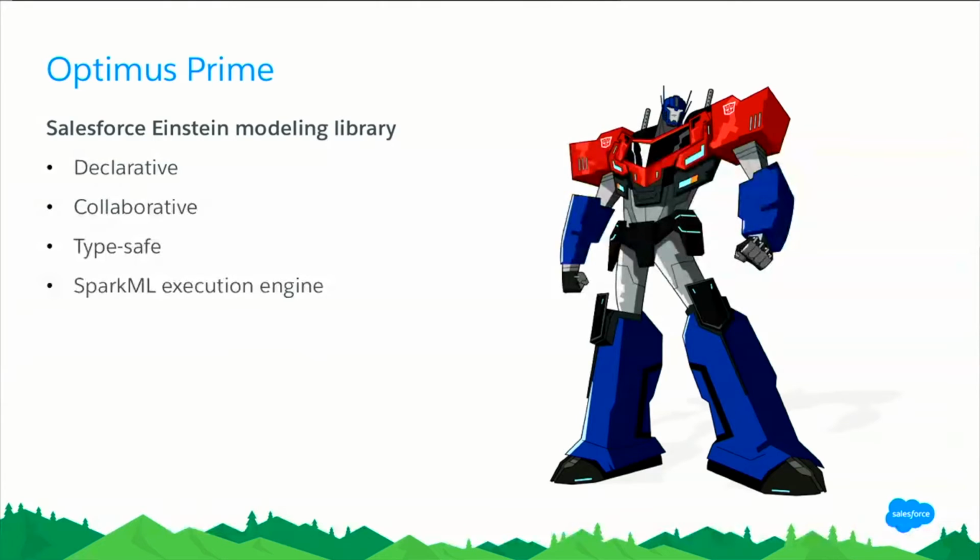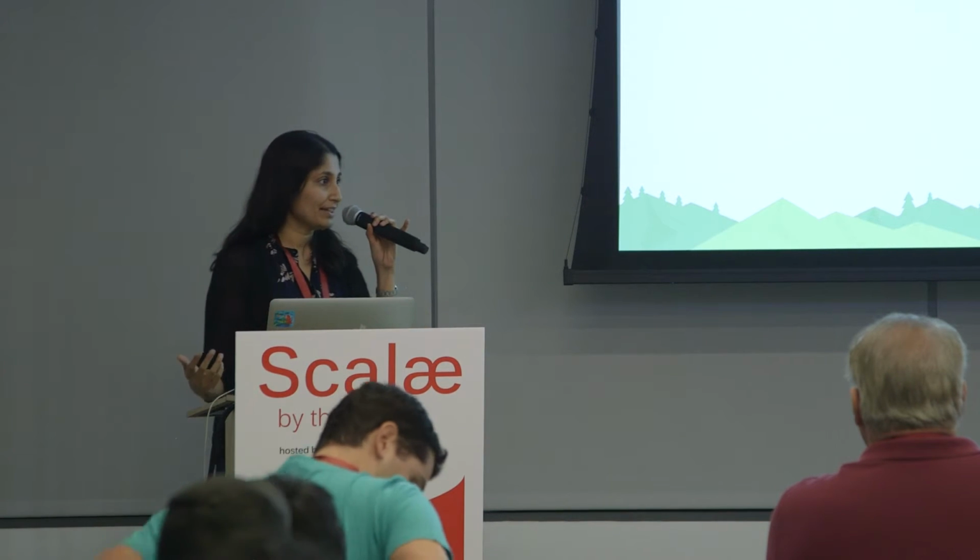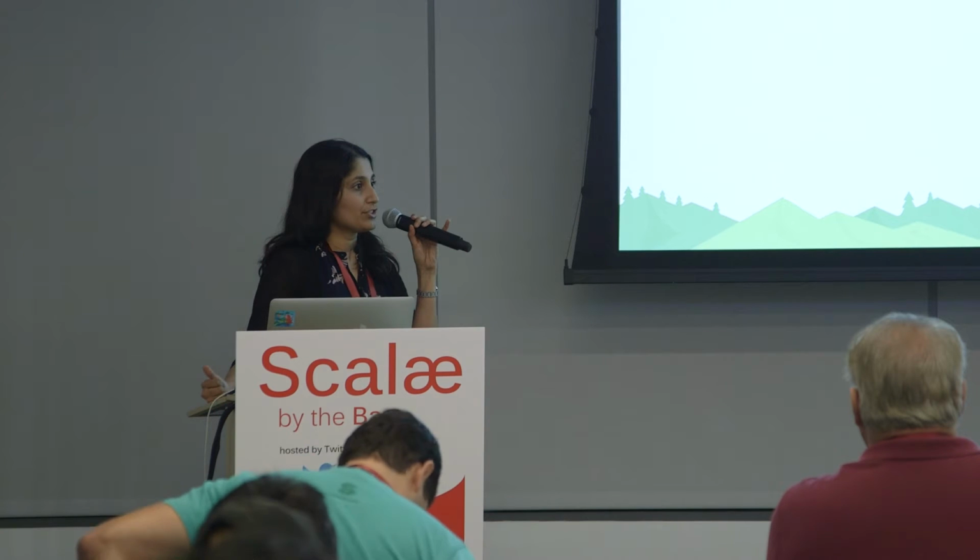Some of the characteristics of this library: the reason we decided to call it Optimus Prime is because machine learning is all about transformations. And some of the characteristics of Optimus Prime are that it provides a declarative and type-safe syntax for collaborative feature engineering and model development. And it uses SparkML as the underlying execution engine.